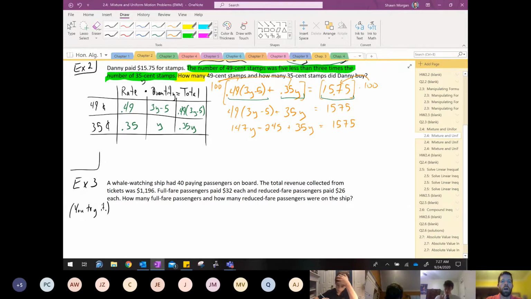All right, Jake, combine some like terms. What do we get? 147 plus 35, which is 182. All right, so we got 182Y. I'm going to go ahead and add 245 to the other side. Have you guys done that yet?